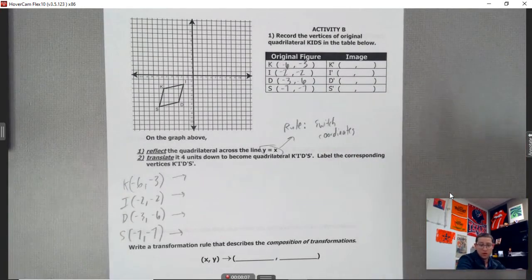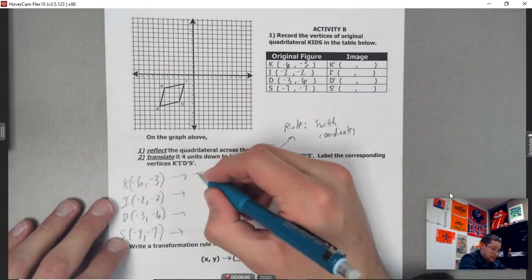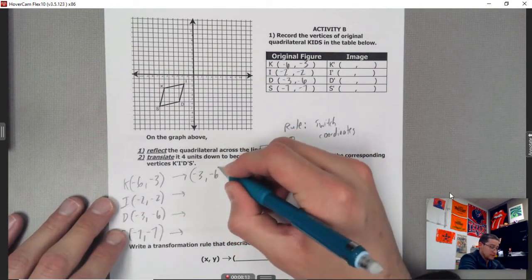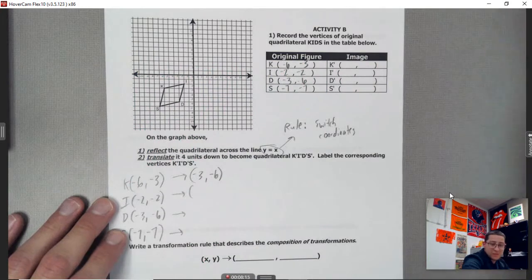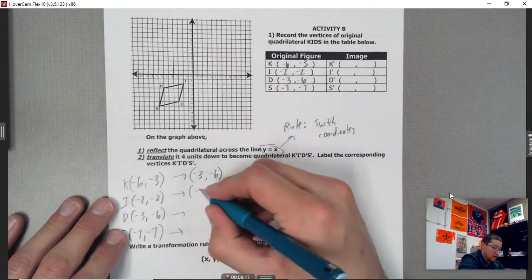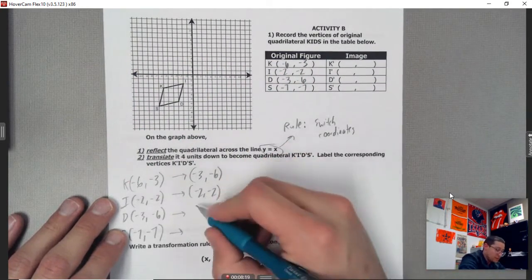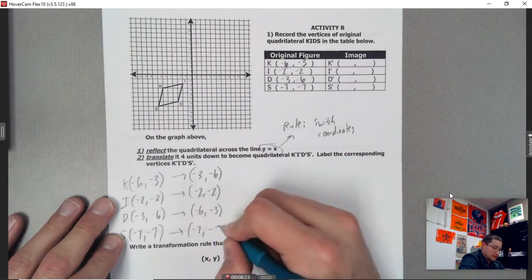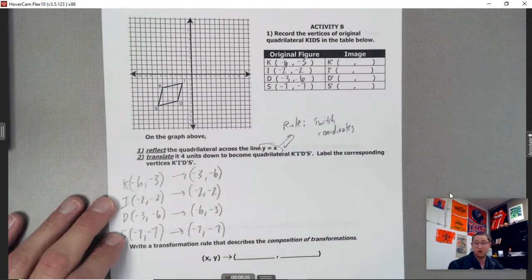Okay. So let's do it. Intermediate step. It was negative 6, comma, negative 3. It's now this. Then we've got negative 2, but that remains the same. Here we've got negative 6, negative 3. And then we've got negative 7, negative 7. So we've taken care of that first part.